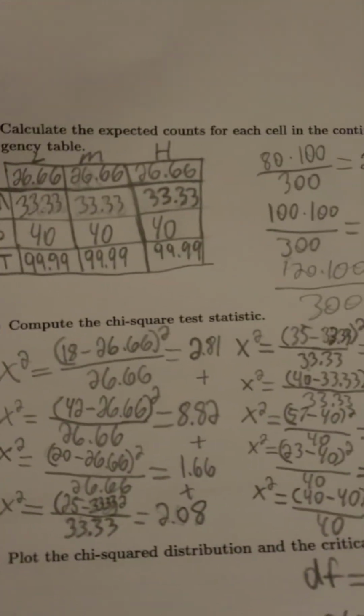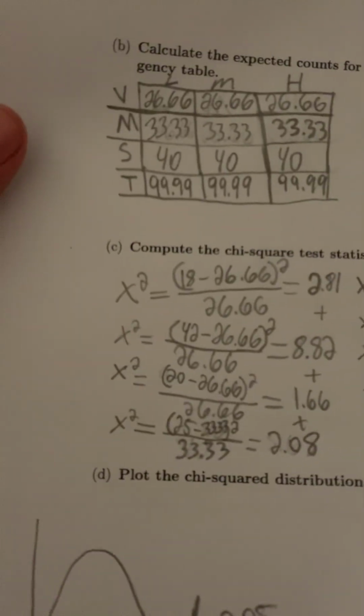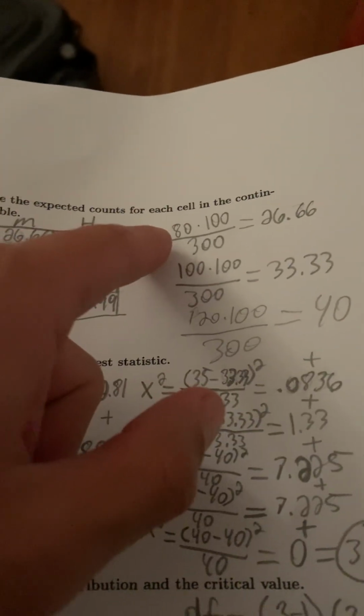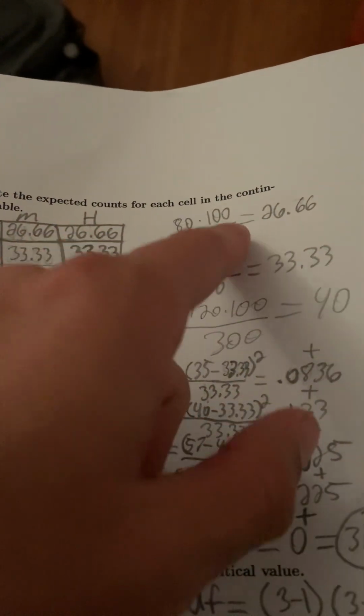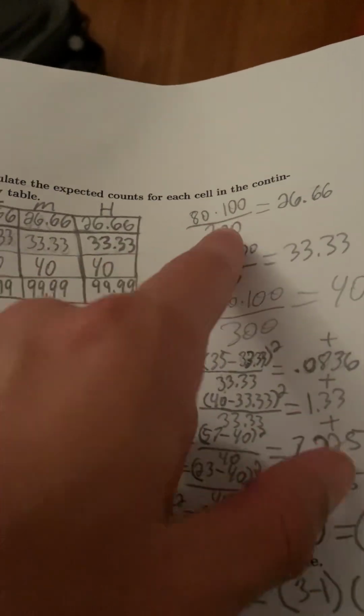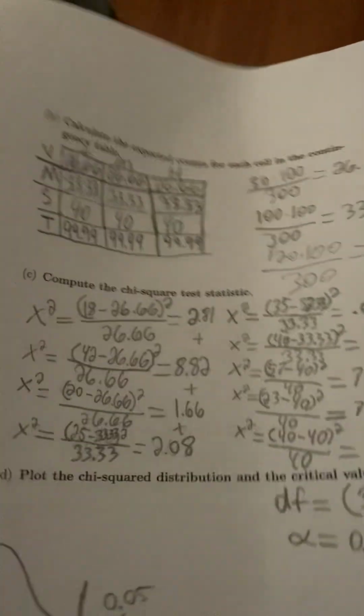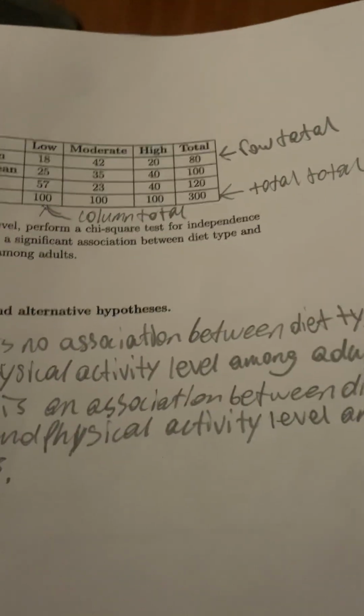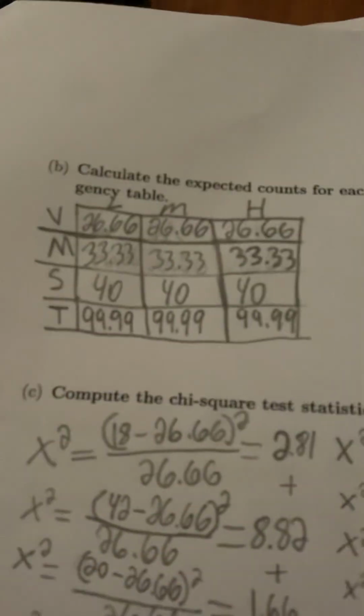Calculate the expected counts for each cell in the contingency table. So the formula used for that is the row total times the column total divided by the total, and that'll give you the expected counts. And for this one, as you can see, the column totals were all the same, so that makes it easier.